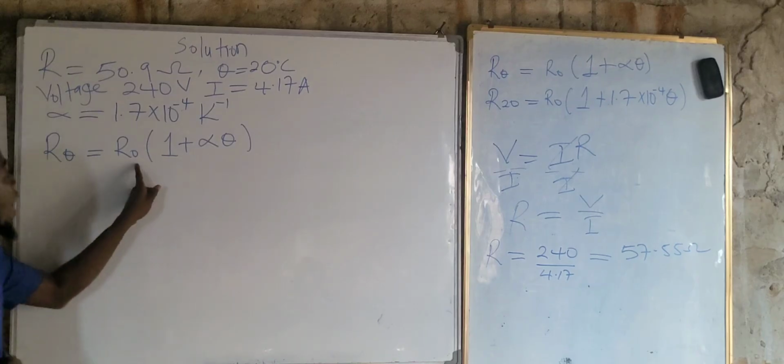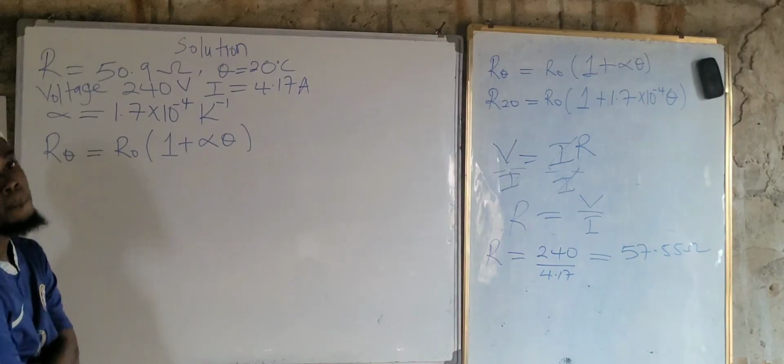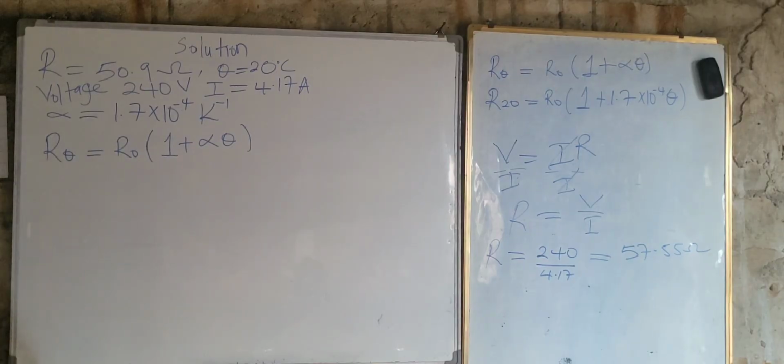Now, R0, what is R0 now? It's not given to us. R0 is not known, right? Okay, R0 is 57 point... I get 57.6.